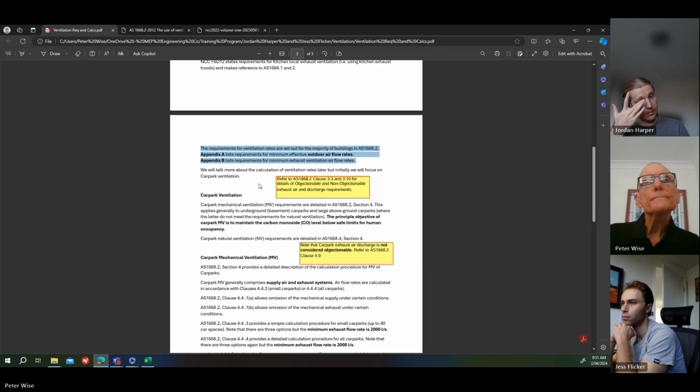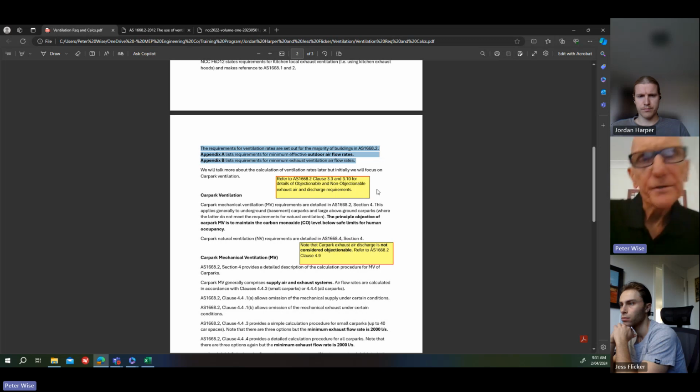Now, I want to get on to car park ventilation. This is a big topic, and it's one that you're going to be asked to look at quite a bit. I've added a couple of notes in. I'll send you these notes as well, so you don't need to write this down. I've just added these after I'd sent it to you.